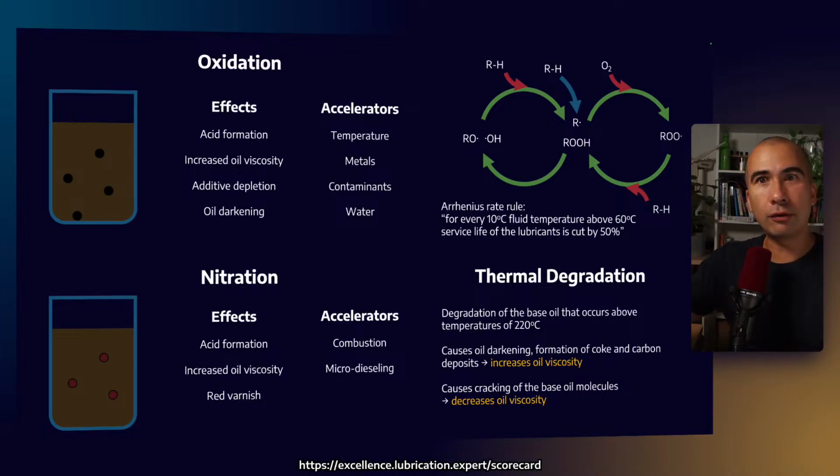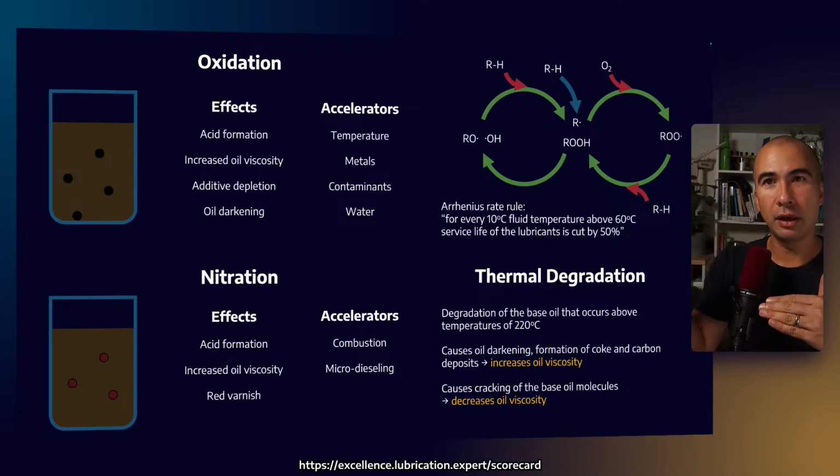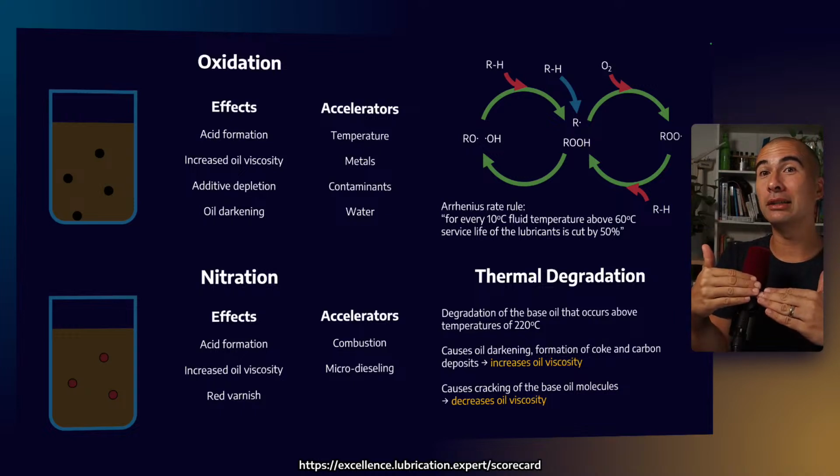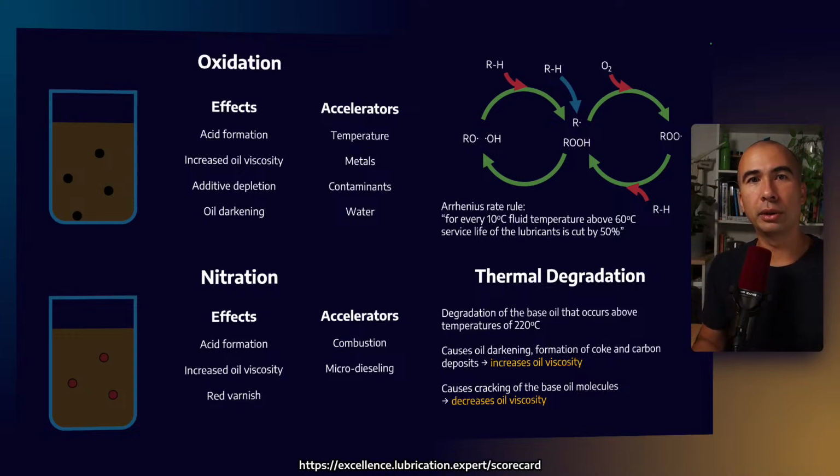It's like if you leave oil on the pan for too long. And there's a general rule which we use called the Arrhenius rate rule, which says that for every 10 degrees Celsius above 60 degrees Celsius, the life of a lubricant halves. So if we go from 60 to 70, halve your life. If you go from 60 to 80, we decrease the life by 75%. So temperature plays a very important role in how long a lubricant can stay in service.